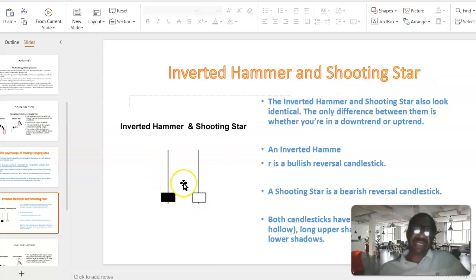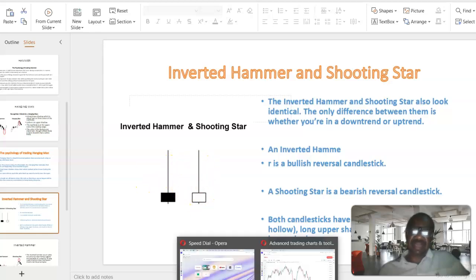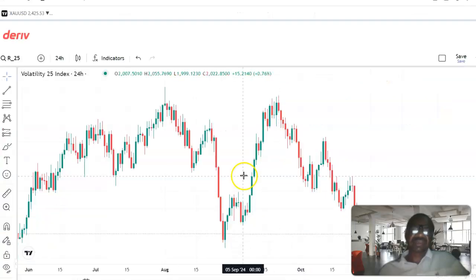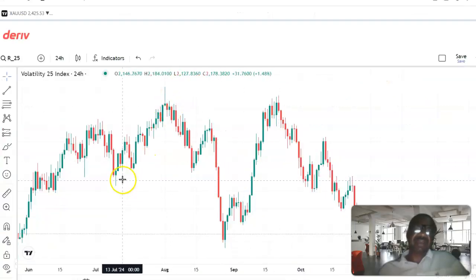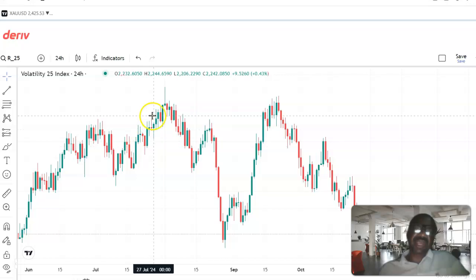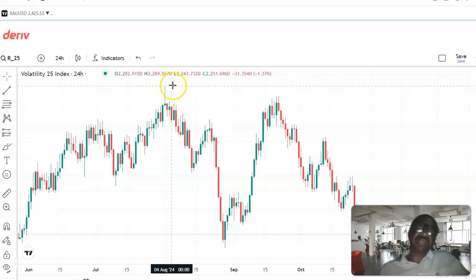So I showed you this, okay, inverted hammer and what? A shooting star. So look at it here. I showed you this. This is an inverted hammer. Price was moving up, moving higher until we have what? An inverted hammer. This is a very strong rejection from this high to this level, and price closed here.